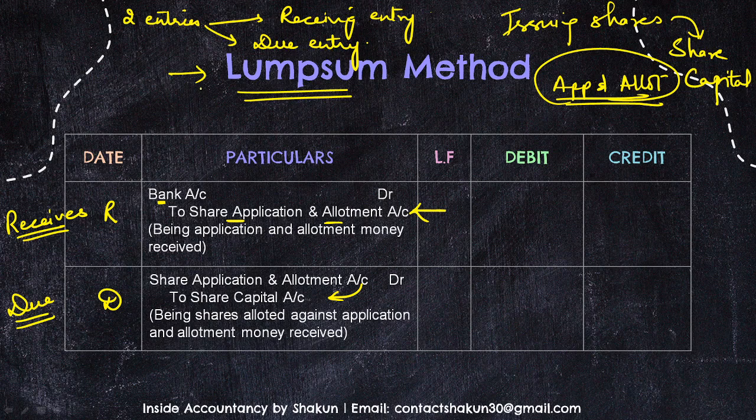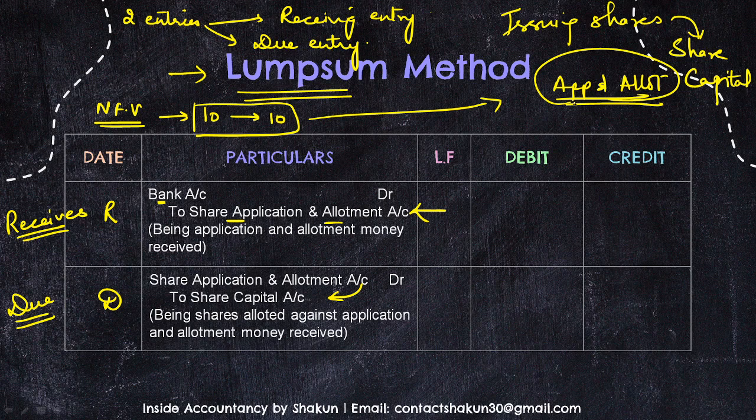Lump sum method, I'm repeating, means the full nominal face value is called up together. If it is a 10 rupee share, then we are calling the full 10 rupees together. That means the full nominal value is called up together, and in such a case there is just one stage, that is application and allotment. Every stage has two entries. One is for receiving and the other is for making it due. Making it due means transferring it to the share capital account. So these are the entries that we'll pass in the lump sum method.